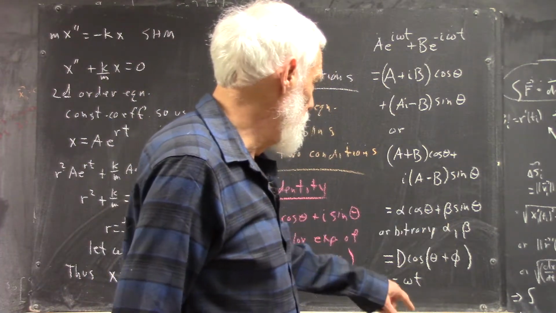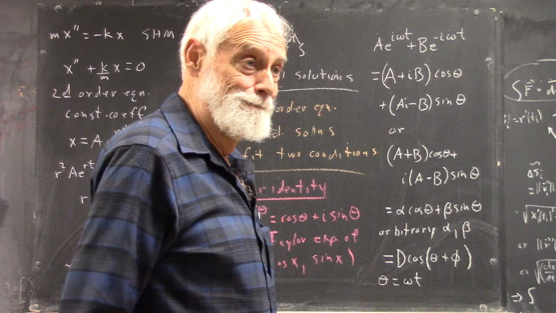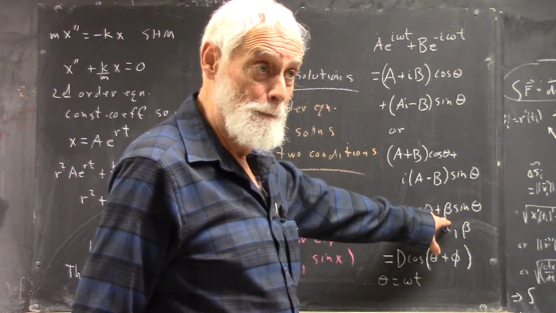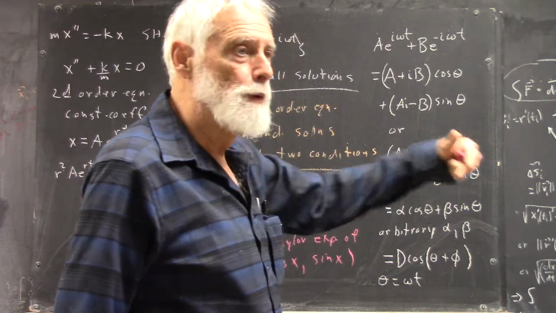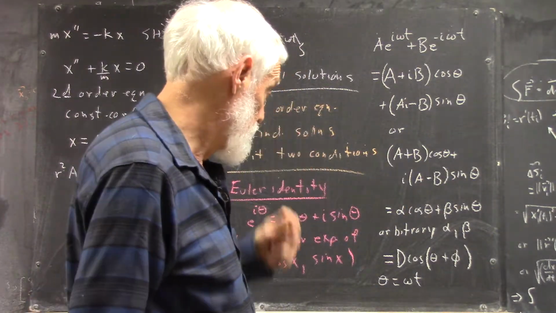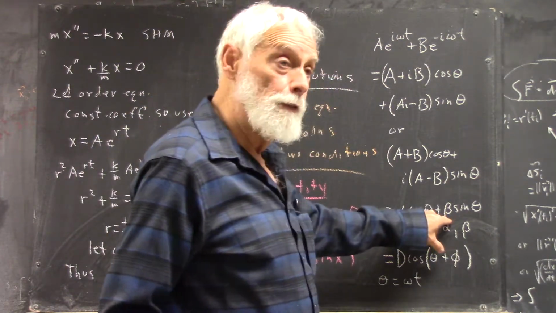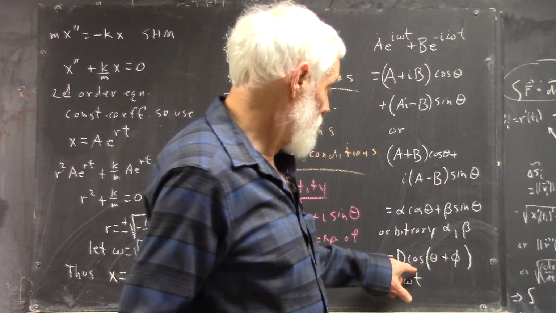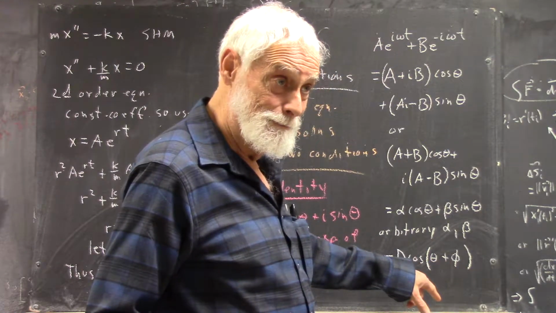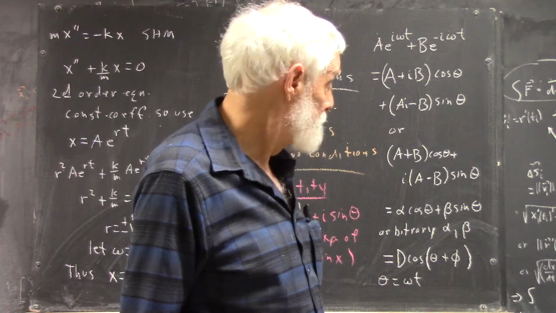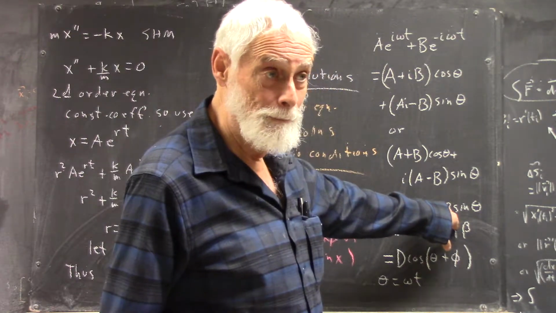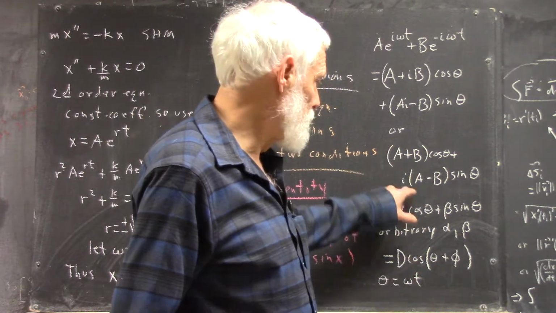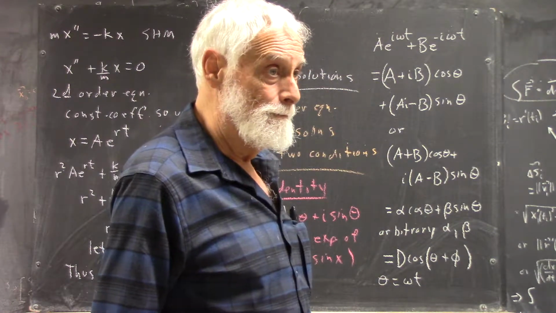Now, the relationship between alpha and beta, and A and B, that's just two simultaneous equations. So you can make A plus B equal to any alpha, and A minus B equal to any beta you like. Just set A plus B equal to alpha, A minus B equal to beta, and you can solve for A and B. And then for any d and phi, you can expand the cosine of theta plus phi, right? Using your sum of angles formula, and you're going to get something like this that gives you your alpha and beta. So from this, you could get this, or from this, you get this. From any one of these, you can get all the others. So make sure you can.